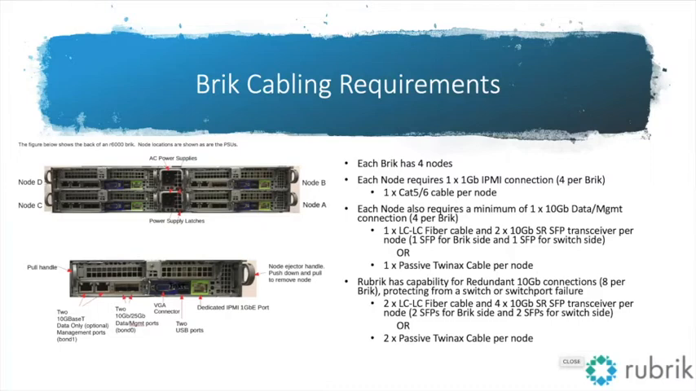Rubrik has the capability for redundant 10 gigabit connections, protecting from a switch or switch port failure. If the customer decides to go with full redundancy, they will need either 2 LC to LC fiber cables and 4 10 gig SR SFP transceivers per node, and that's 2 SFPs for the brick side, 2 SFPs for the switch side, or 2 passive twin-ax cables per node.